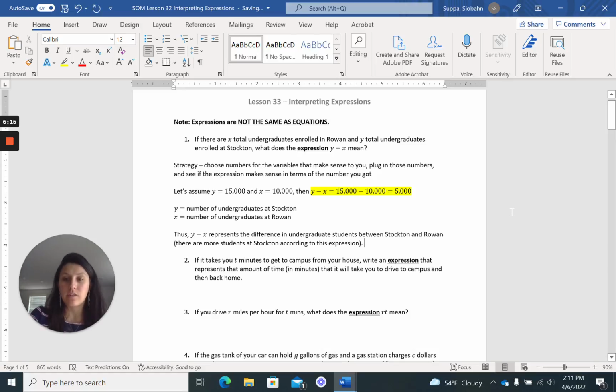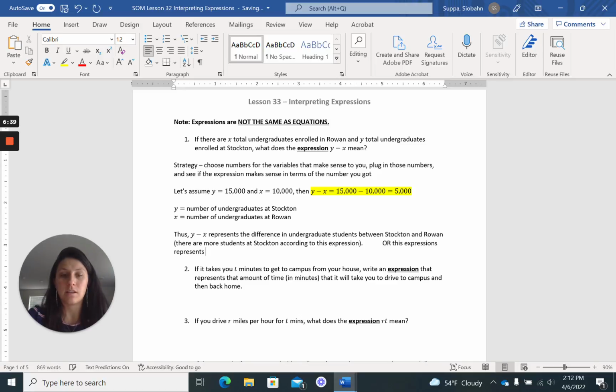And if you're taking notes, feel free to pause your video so that you can write this down. So this Y minus X, that's the difference in students. That's how many more students there are at Stockton compared to Rowan. So that's another way you could say this. So I'll just put another way to interpret this. This expression represents how many more students there are at Stockton compared to Rowan University. Something like that.